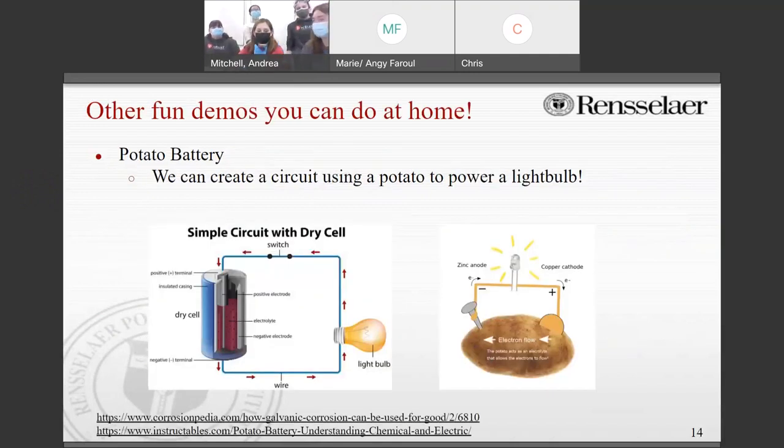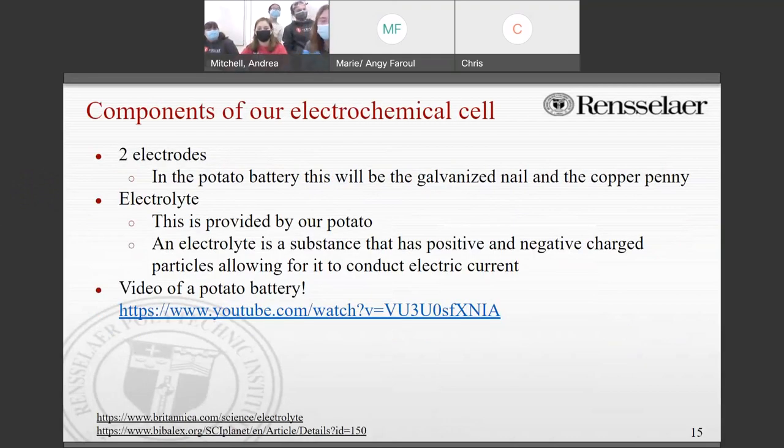All right. Now we're going to show you some demos. First off, we have the potato battery. We can create a circuit using a potato to power a light bulb, which is pretty sick. In the potato battery, basically, you have 2 electrodes. One's going to be the nail, the other one's going to be the penny. And the electrolyte is going to be the potato because it has positive and negative charge particles, allowing it to conduct an electric current.